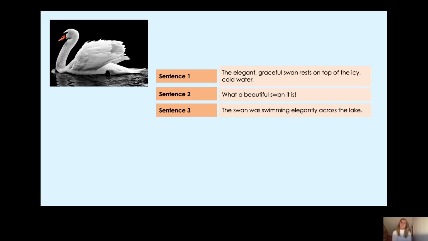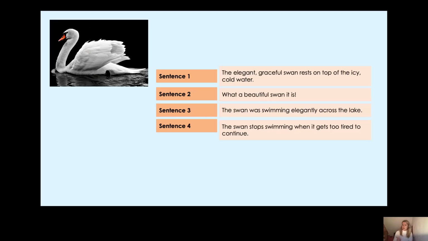Okay, now my last sentence needed to include the subordinating conjunction when. Let's have a look what I came up with. So the swan stops swimming when it gets too tired to continue. So when it gets too tired to continue is my subordinate clause, and it starts with the subordinating conjunction when.